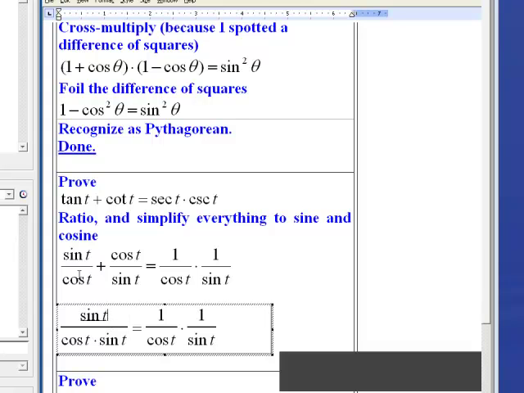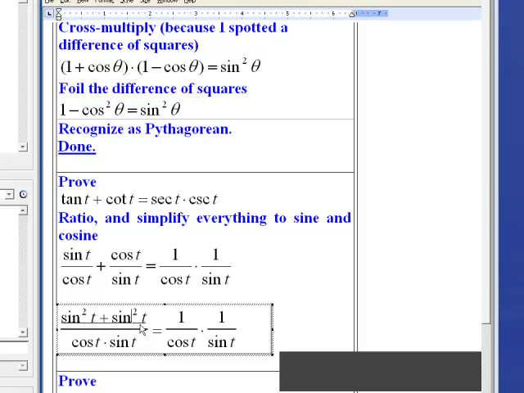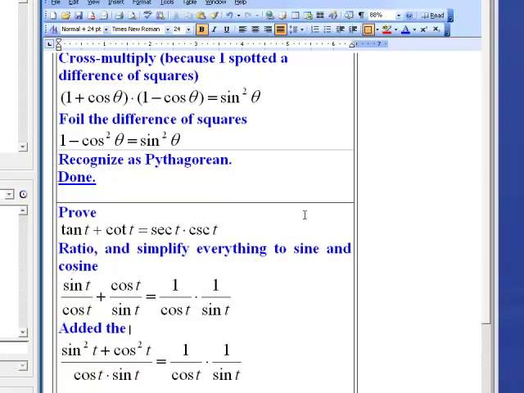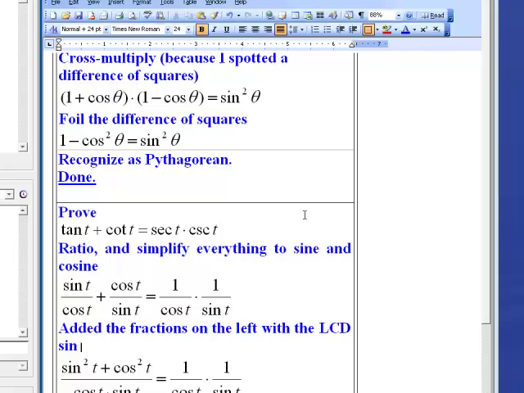And here I would have to build up. So on the first one, as I multiply the denominator with sine, of course the numerator needs to be multiplied by sine. So I come up with sine squared. Then I have that plus that used to be in between the fractions. And on the second fraction, as I multiply the denominator with cosine, the numerator also needs to be multiplied with cosine. So I'm going to come up with cosine squared. So what I did here is added the fractions on the left with the LCD, least common denominator of sine t times cosine t. Okay.